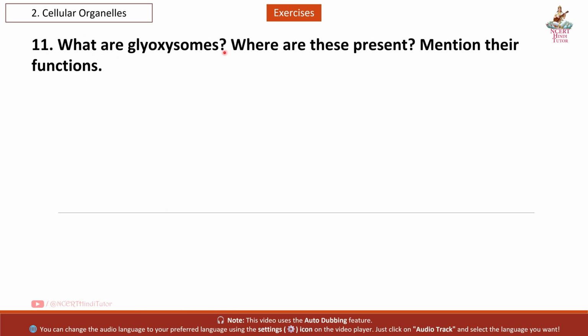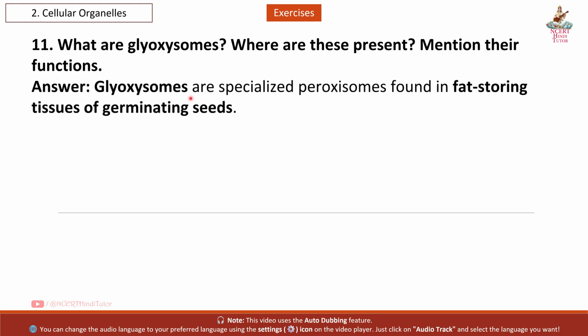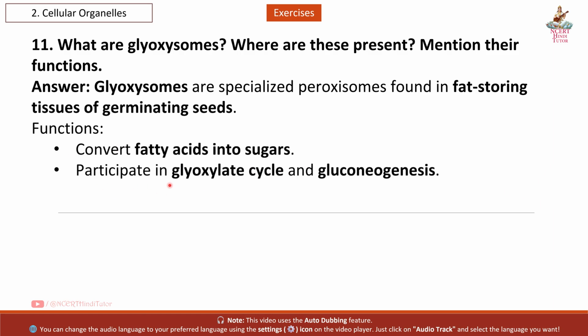Question 11. What are glyoxysomes? Where are these present? Mention their functions. Answer. Glyoxysomes are specialized peroxisomes found in fat storing tissues of germinating seeds. Functions. Convert fatty acids into sugars, participate in glyoxylate cycle and gluconeogenesis.